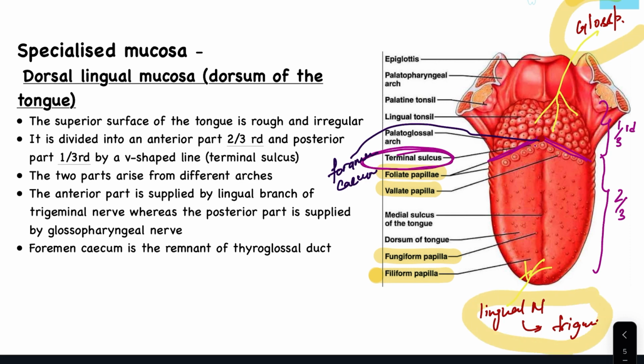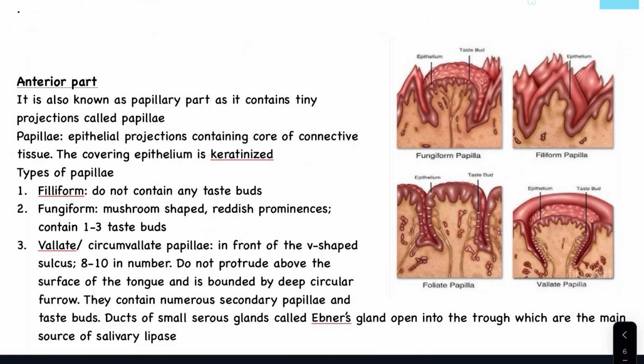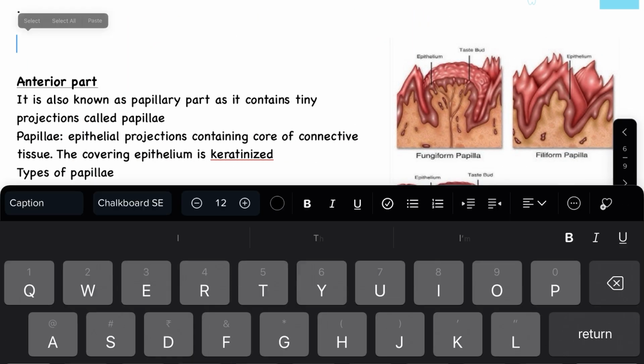Okay. Now moving ahead, um, this was the basic structure. Why is it going down? Just a second.